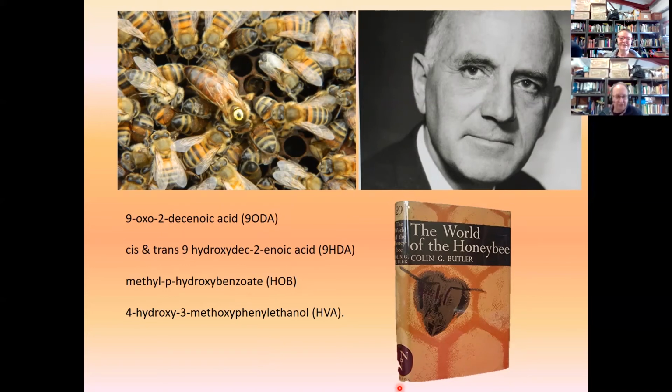Okay, the two key chemicals that he isolated and discovered were 9-oxo-2-decenoic acid and 9-hydroxy-decenoic acid. The names have changed over the years, but if we abbreviate them to 9-ODA and 9-HDA, we won't go too far wrong. And he basically was the first guy to understand that these chemicals played an important role in how the queen manages to control the colony.